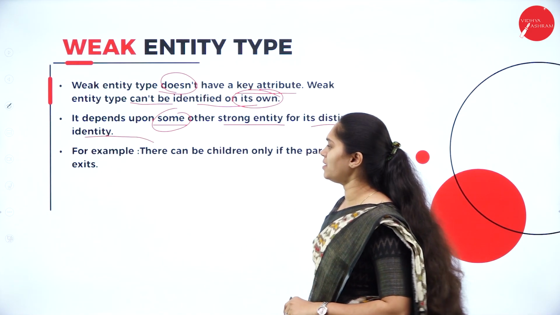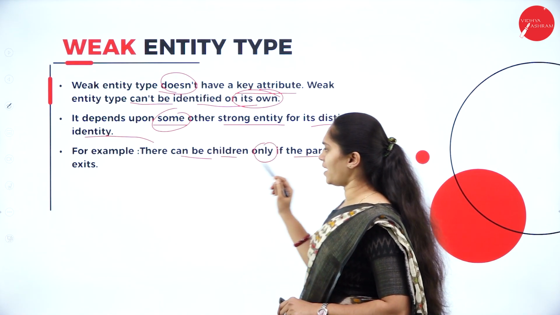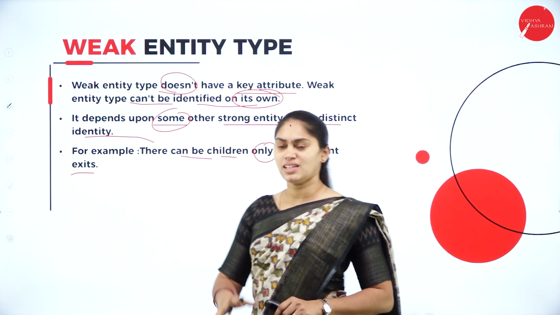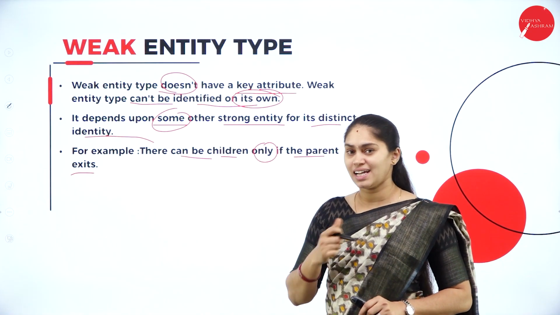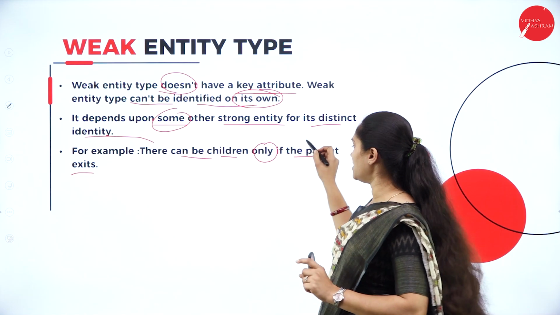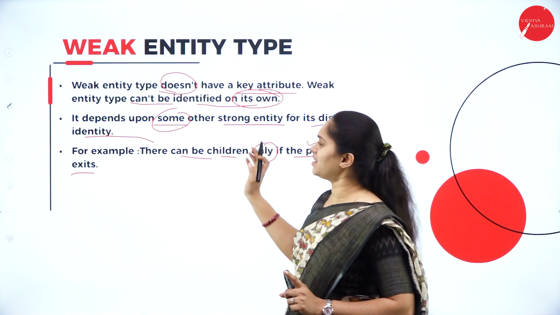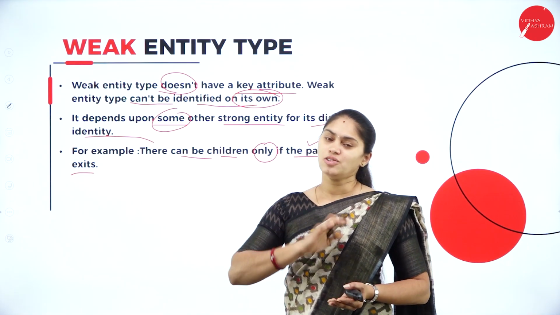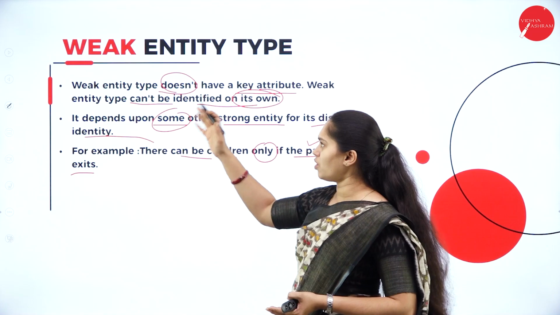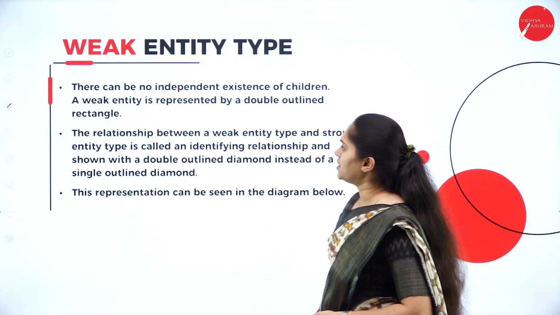As in the example I took now, there can be children only if the parents exist. So these children can be uniquely identified only when we have the parent entity, and that parent entity is going to play the strong entity role. With the help of that, we are identifiable. That is what a weak entity type is. Fine. Here you can see the next thing.